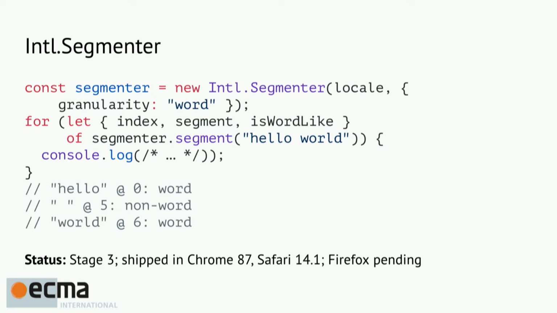So Intl.Segmenter is one example. Intl.Segmenter, you can already use it in both Chrome and Safari. The Firefox implementation is pending. And this is what Segmenter looks like. Segmenter allows you to do word breaks, as well as grapheme and sentence breaks of strings in a locale-sensitive way. This is what the Segmenter API looks like.